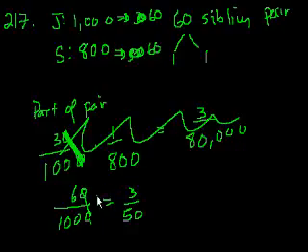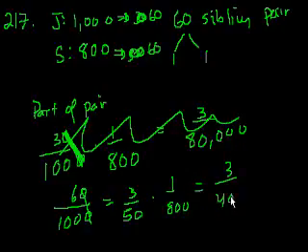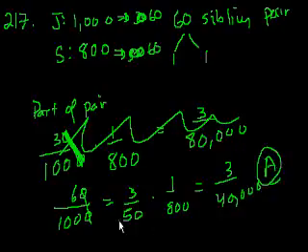Now, in order for me to have a complete sibling pair, when I go to the senior class and pick someone, I have to pick this junior's sibling. And that junior only has one sibling in the senior class. So there's only a 1 in 800 chance that I pick their sibling. It doesn't matter that there are the other 59 siblings, they're useless because they're not this guy's sibling. So I have a 1 in 800 chance of doing that. And you multiply them, you get 3 over 40,000. And that's choice A. When you don't see your choice, make sure to read the question again.